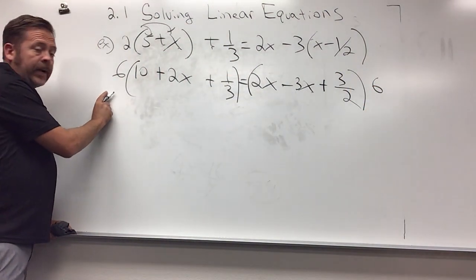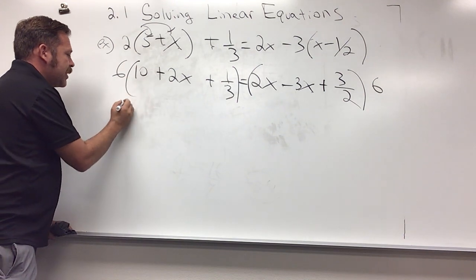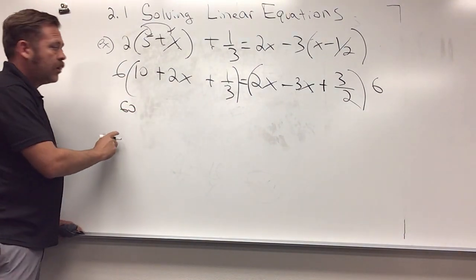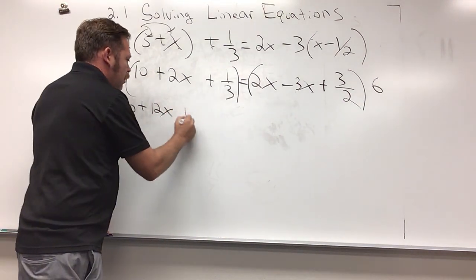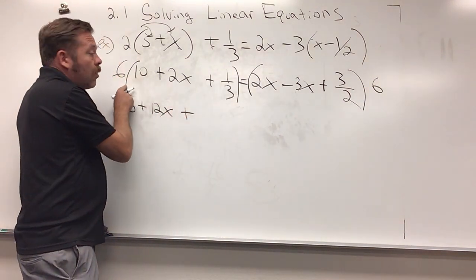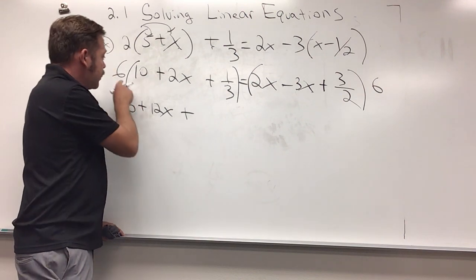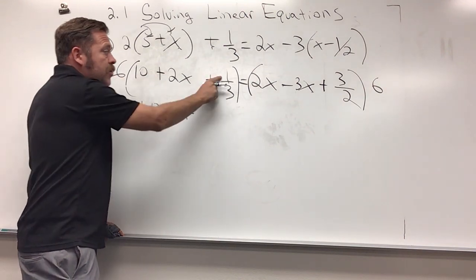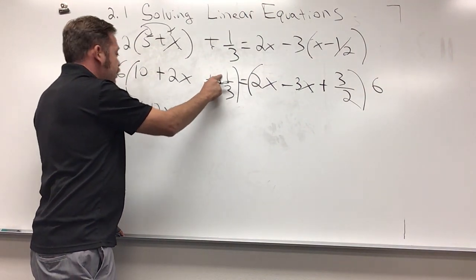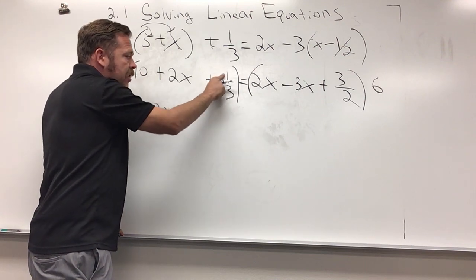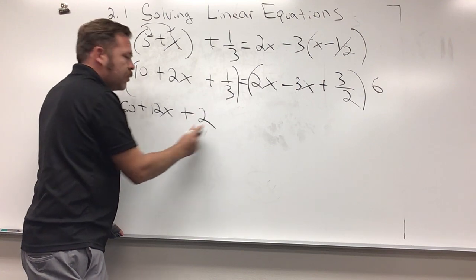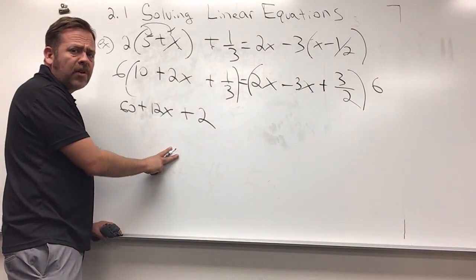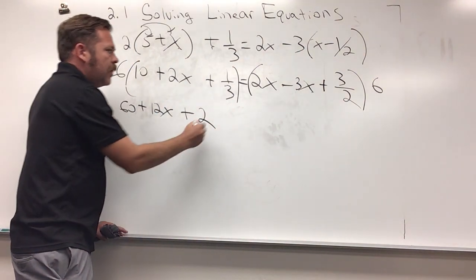So I have 6 times 10 is 60 plus 12x. Now, multiplying fractions is easy. Top number is 6. 6 times 1 is 6. So I have 6 on top. And then 6 divided by 3 gives me 2. Super easy to multiply fractions. Let me know if you need more help with that, though.